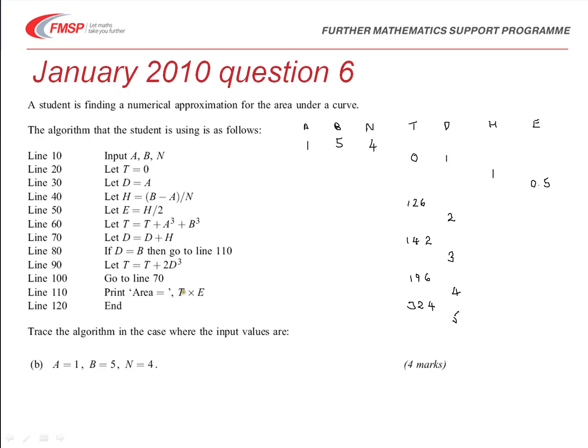So we go to the print area statement. So the area will equal, and this time we've got to print T, which is 324, times E, which is a half of that, so that gives me 162.